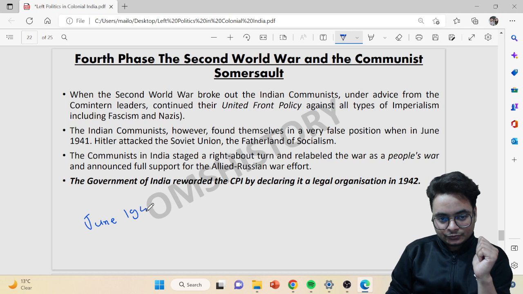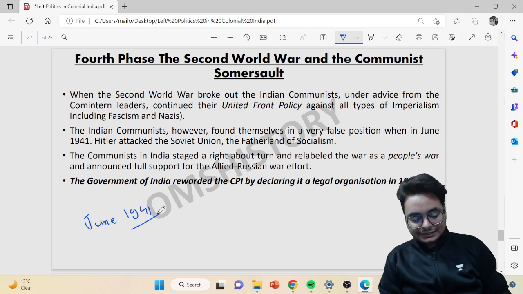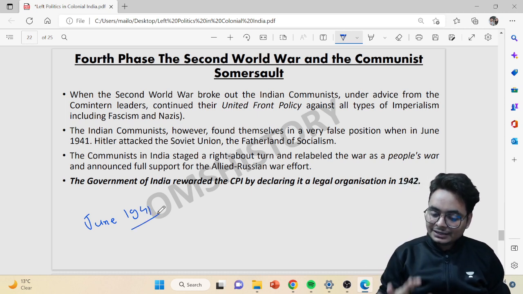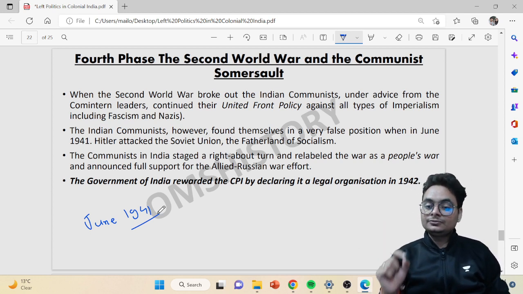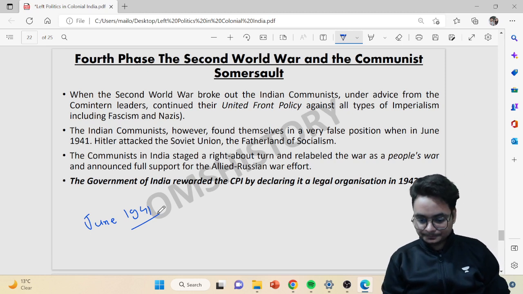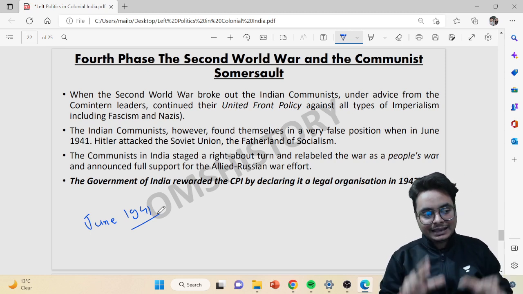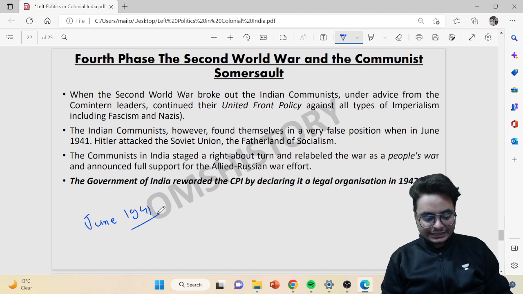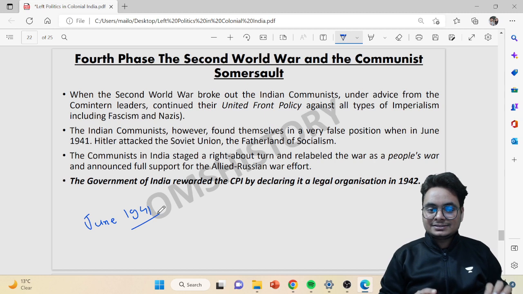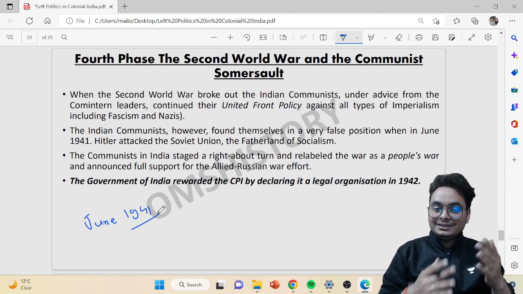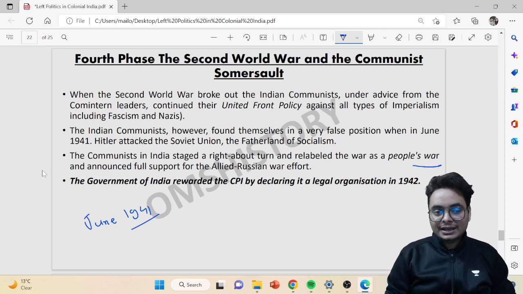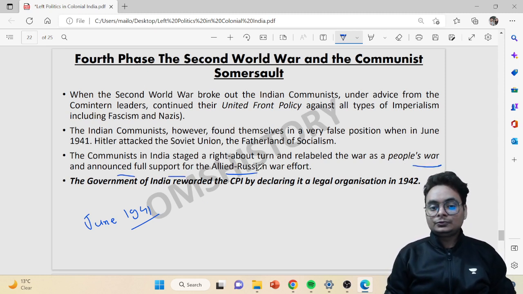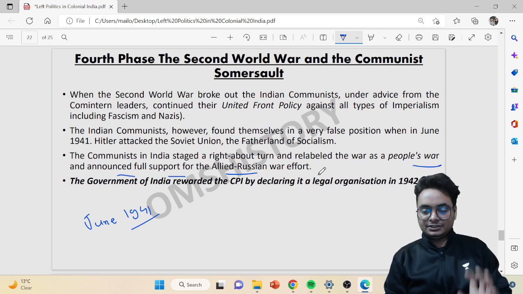In June 1941, a development happened, and the development was that Hitler attacked the Soviet Union, which was the fatherland of socialism. So Hitler attacked the fatherland of socialism. Now the communists in India staged a right about turn and relabeled the world war as a people's war and announced full support for the allied Russian war effort.